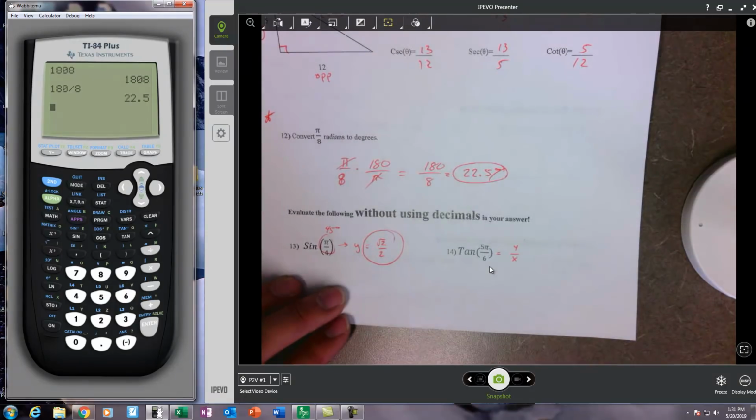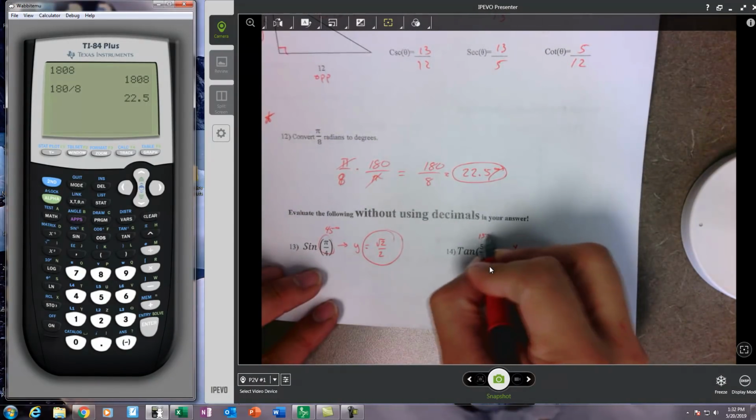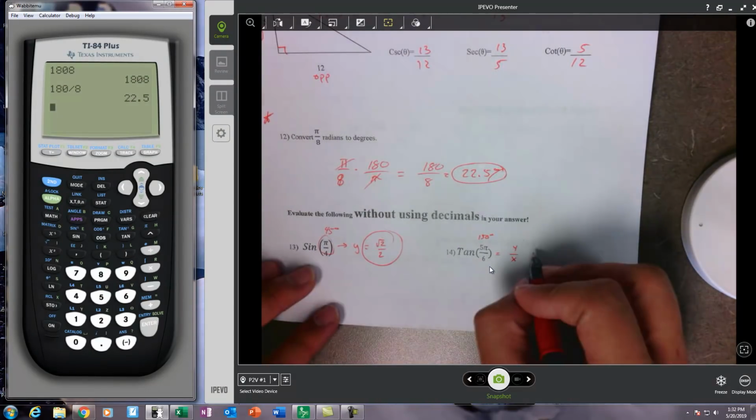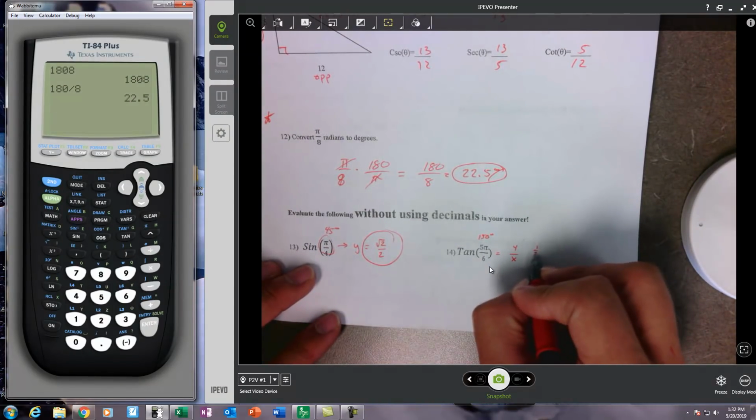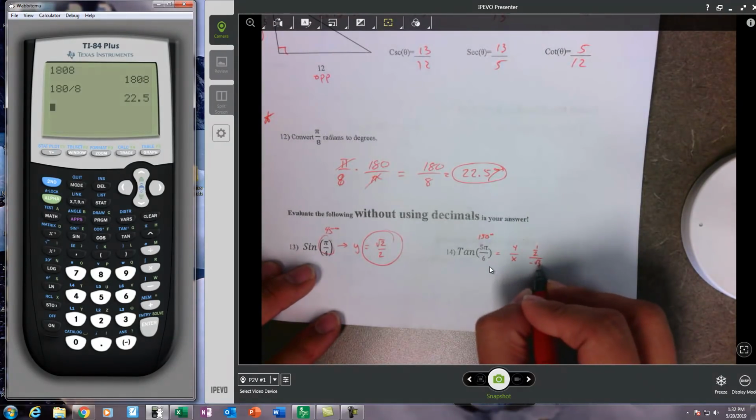Now I know a lot of you have written all the tangents down, but if I think about the tangent at 5 pi over 6, that's 150 degrees. The y value there is 1/2, and the x value is negative root 3 over 2.